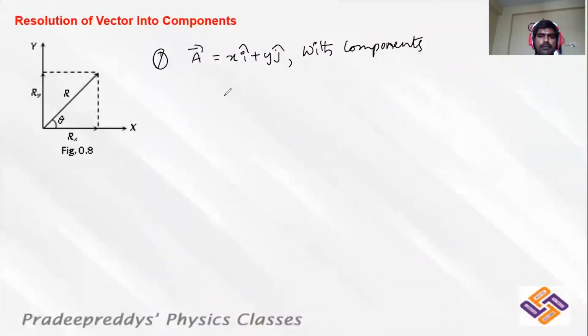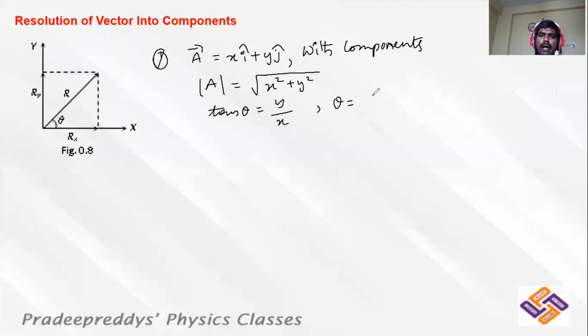So far what we have learned, within one minute I'll conclude it. Sometimes a vector will be given in terms of its components. So A bar is given as xi plus yj. X and y are components of that vector. If components are given to you, you can find the magnitude of the vector as A is equal to under root x square plus y square. And you can find the angle made by the vector with x-axis as tan theta is equal to y component length divided by x component length, and theta is equal to tan inverse of y divided by x. This is number 1.